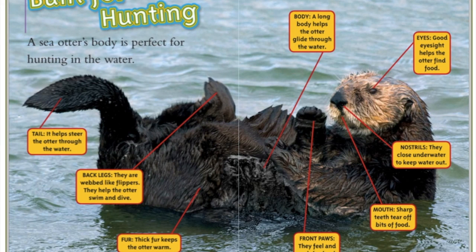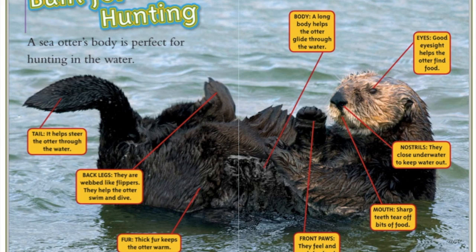Built for hunting. A sea otter's body is perfect for hunting in the water. This is the tail. It helps steer the otter through the water. These are the back legs. They are webbed like flippers. They help the otter swim and dive.